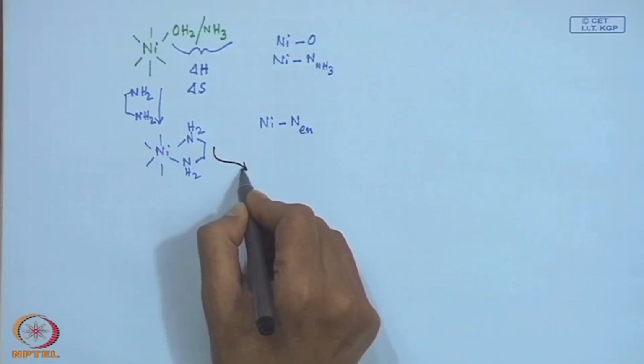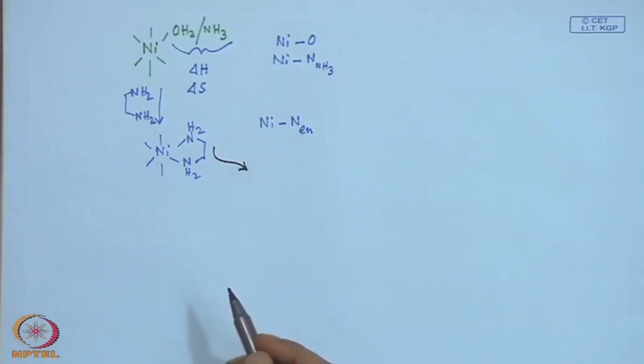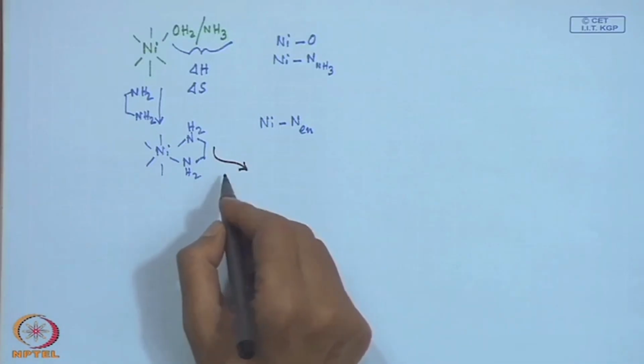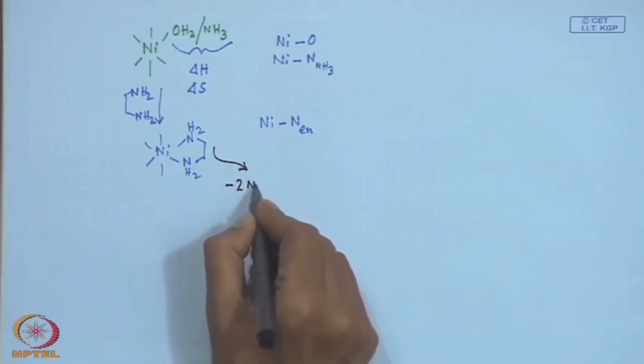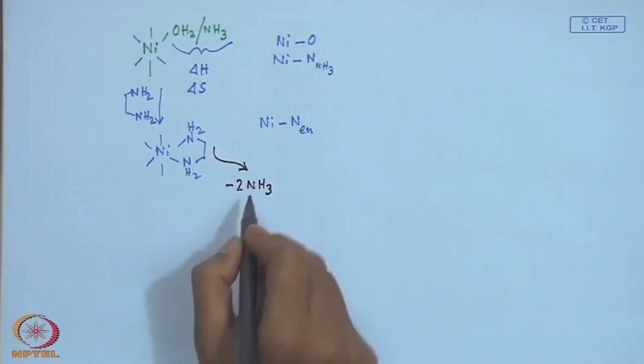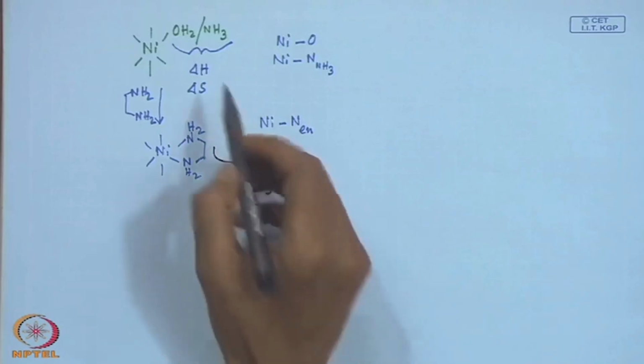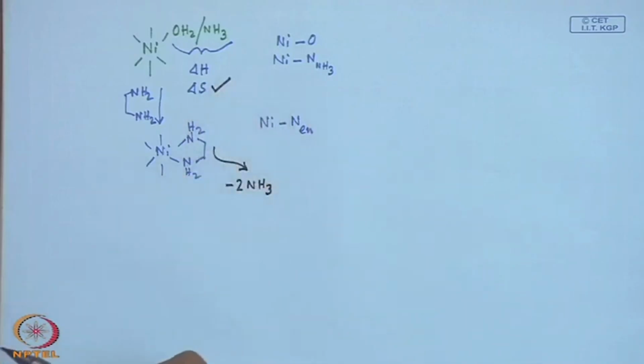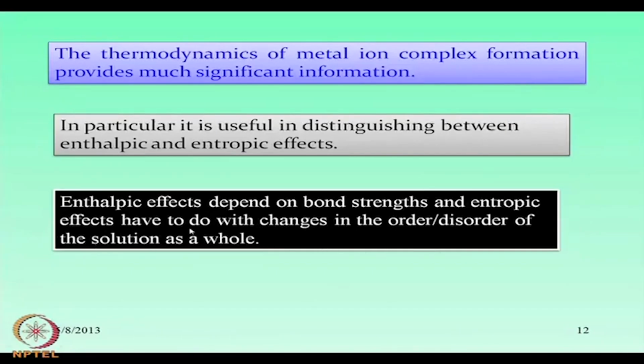In this particular case, when one ethylene diamine is binding towards the nickel 2+ ion, it is removing 2 NH3 molecules. So more number of molecules are removed from the system, so we should have some contribution from the entropy term. So this entropic effect will have some changes on the order and disorder of the solution as a whole. So how the entropy effect can contribute for the solution thermodynamics for the binding of the chelate ring to the metal ion.